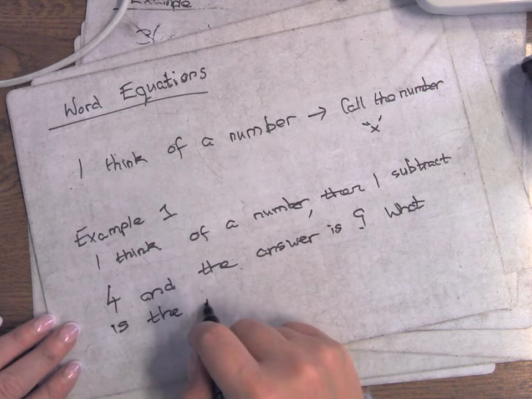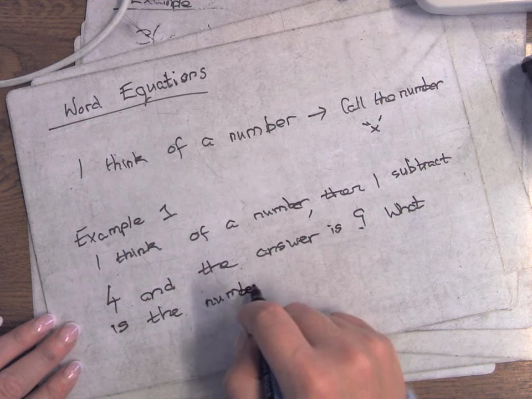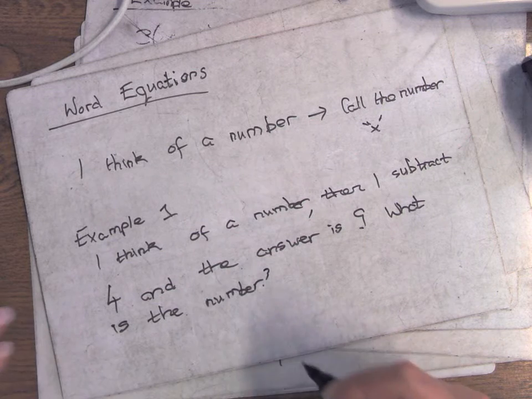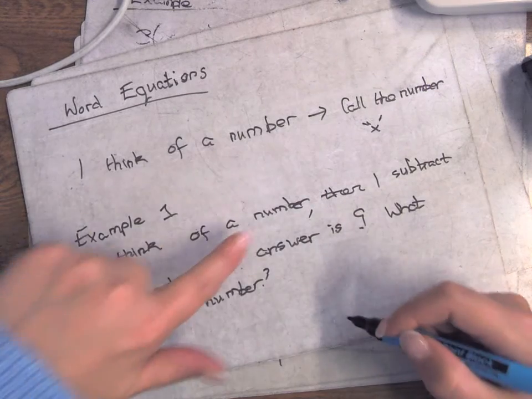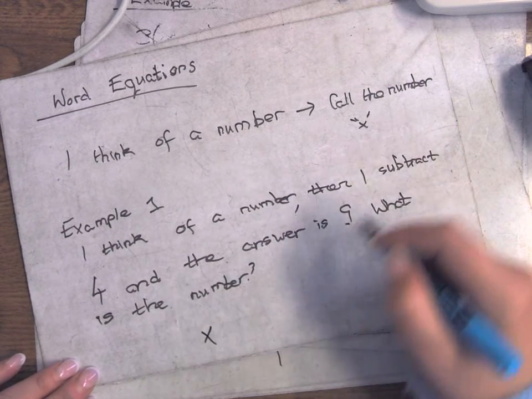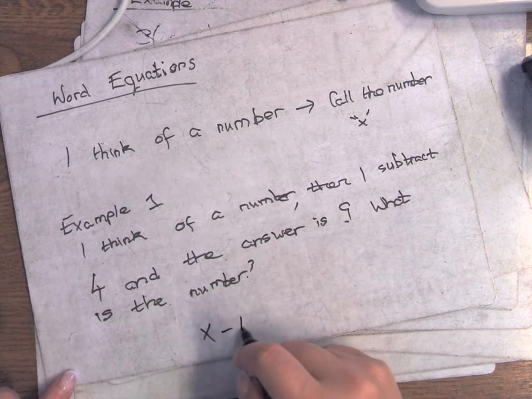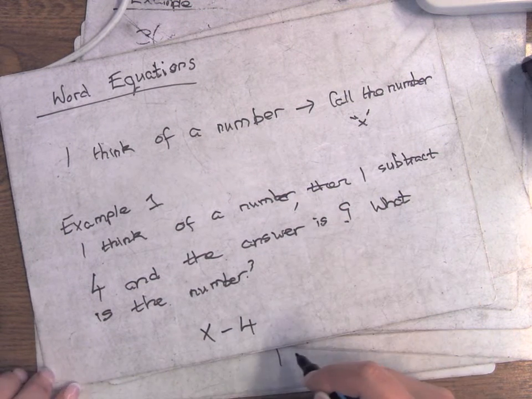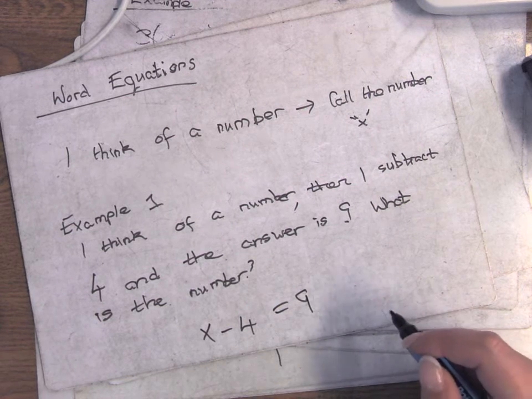Now the trick with these, and I know you did a few of them last year, is to read a bit of the sentence at a time. If you read the whole sentence all in one go, you confuse yourself. So read a bit at a time. So I think of a number. What's the number? X. I subtract 4. How do I write that down? Minus 4. The answer is 9. Equals 9.